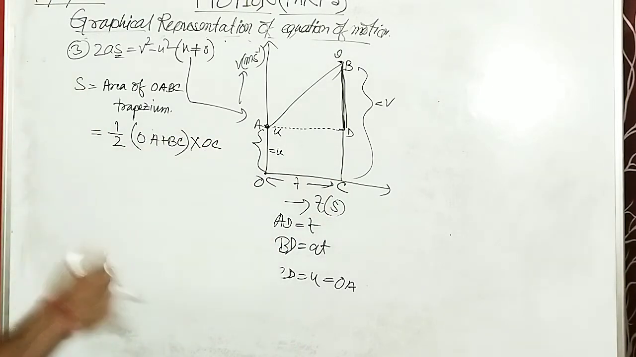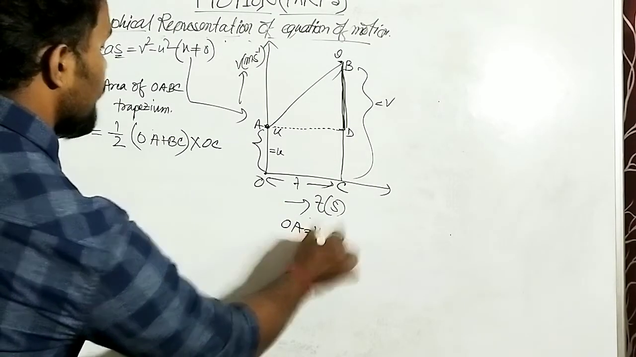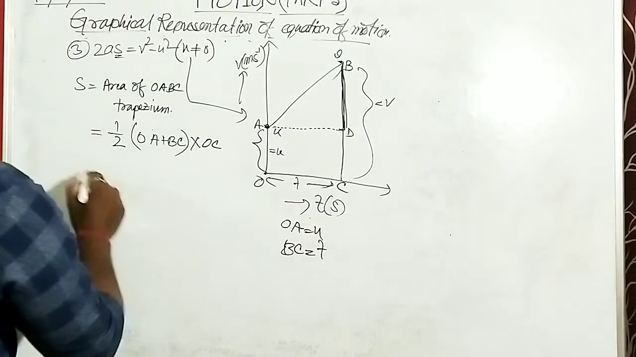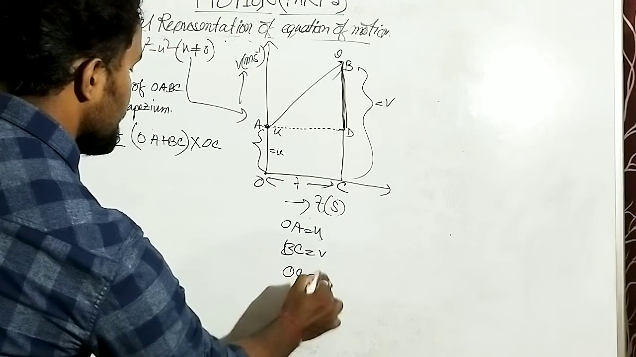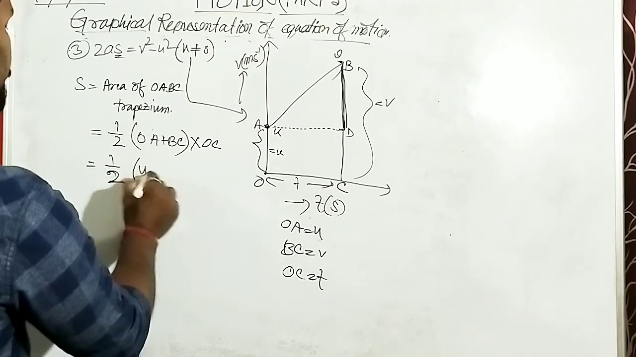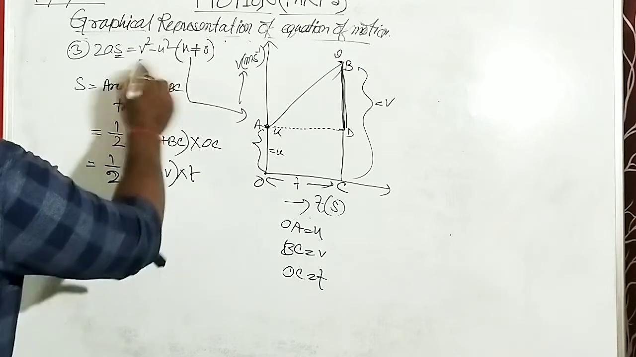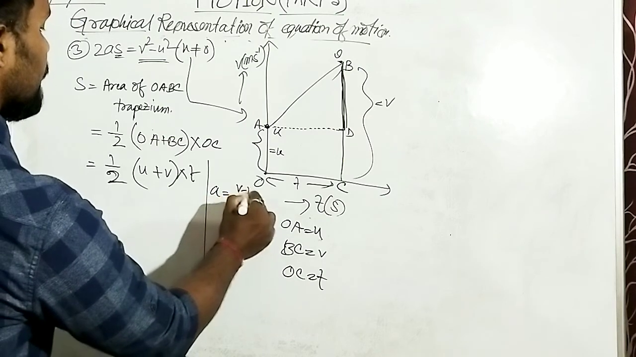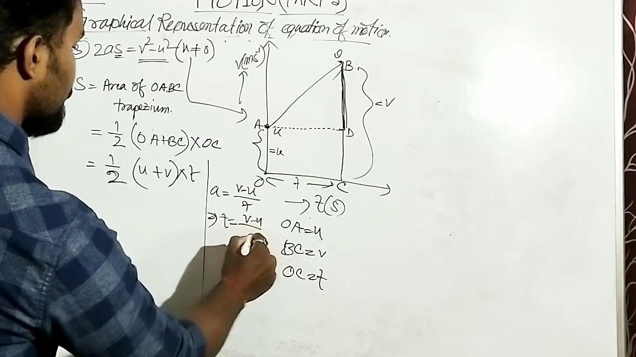Now we just have to put the values. Now look closely, what is OA here? OA is nothing but U. What is BC here? And OC, sorry, BC is V, and OC is T. Now if I substitute the values, OA is U, BC is V, into T. We have to arrange this because we need V square minus U square. So we have got that acceleration equal to V minus U by T. So just rearrange this, it will go to T equal to V minus U by A.